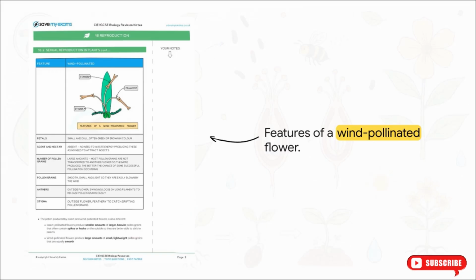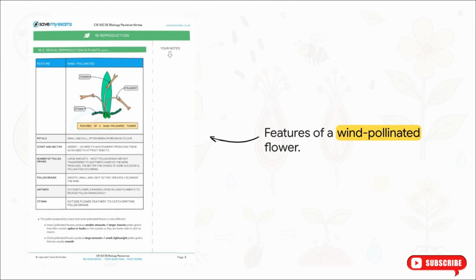Take a wind-pollinated flower, for example. You can clearly see the stamens swinging loosely on long filaments totally outside the flower. This ensures the anthers can release pollen grains easily into the breeze. And look at the stigmas. They're feathery and also hang out there to act like a net, catching any drifting pollen grains. It's completely a game of numbers and aerodynamics.